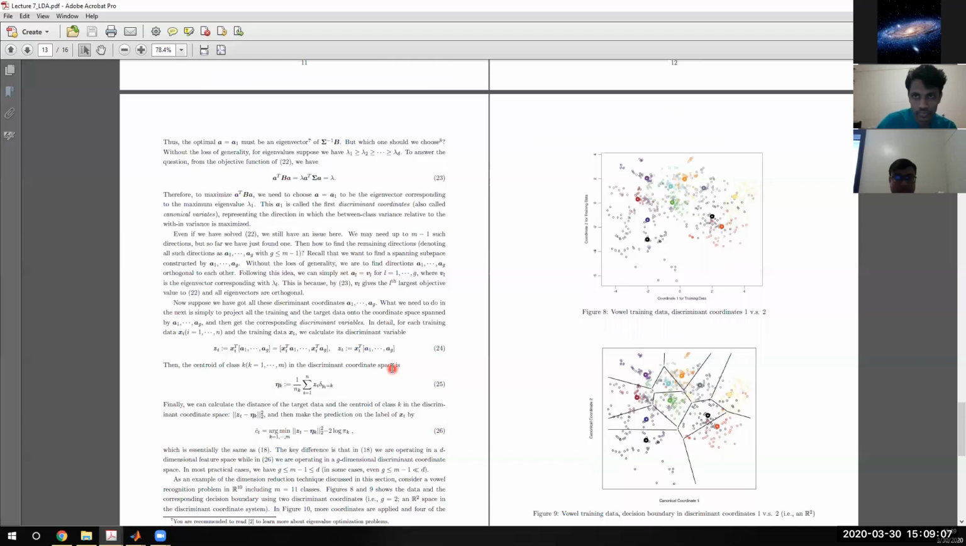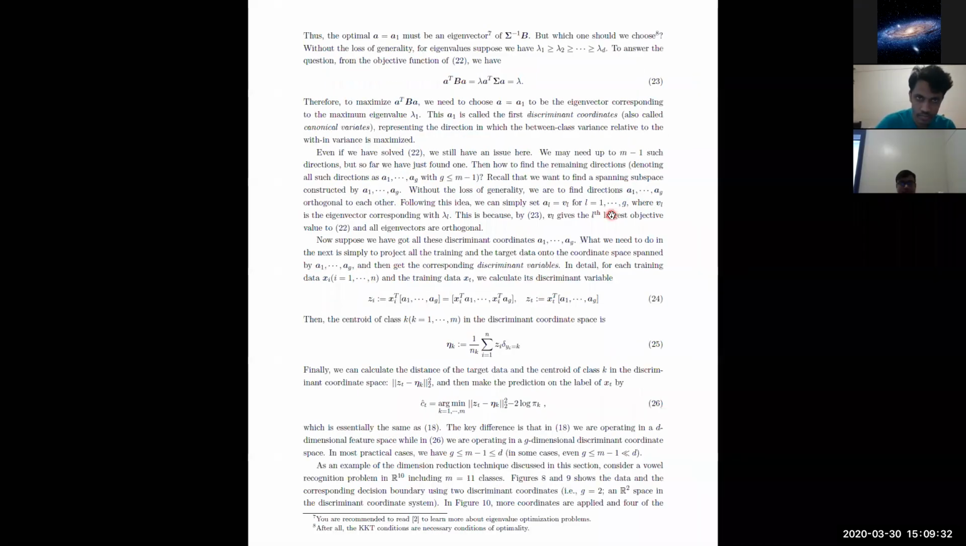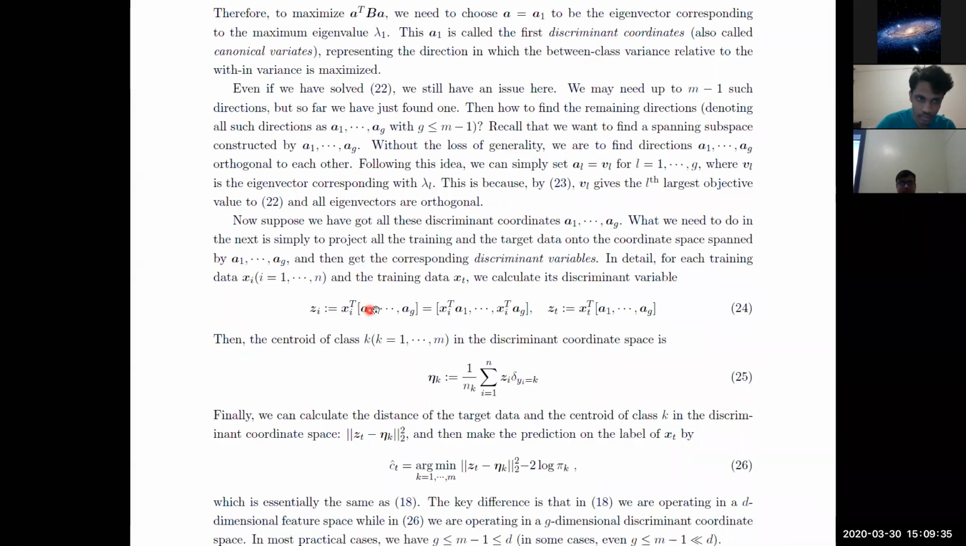Now the question is, I give you a point. Let's say X. What would you do? First, I'm going to transform all the training data from the original data space to what? To my new coordinate data space. In this way, the first, we call it the discriminant variable. So the first coordinate will be what? Will be xi projected onto A1, right? So this is going to be the coordinate of x1 on the A1 direction.